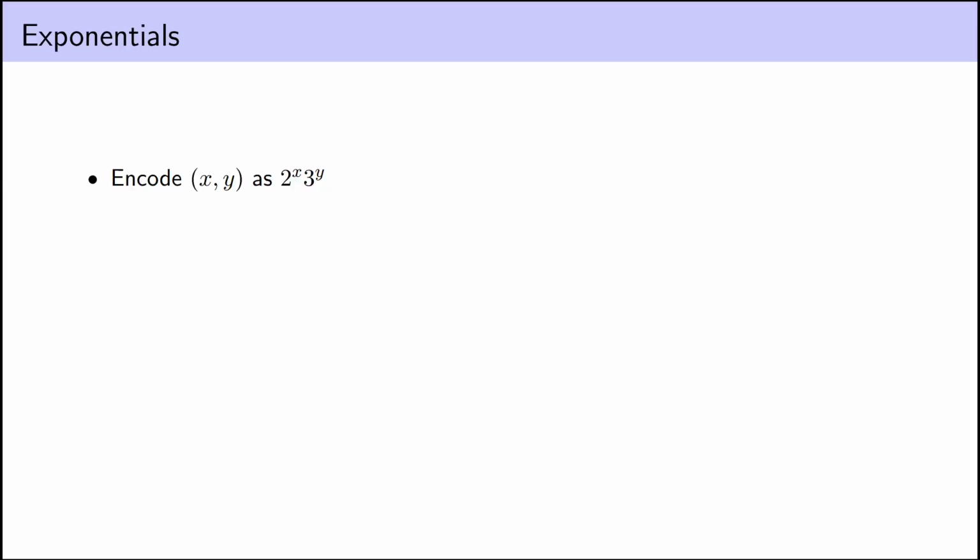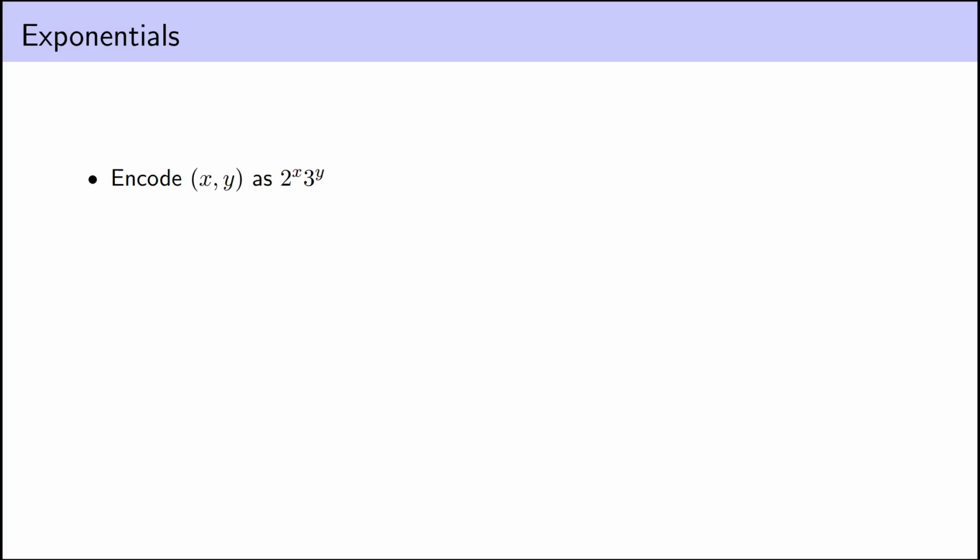For this proof, we're going to use another one of the standard pairing functions. This is very nice. It's a way of encoding a whole bunch of natural numbers, potentially, as a single natural number, using the exponents in a prime factorization. We're going to encode the pair x,y as 2 to the x times 3 to the y.